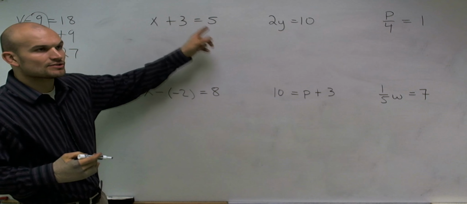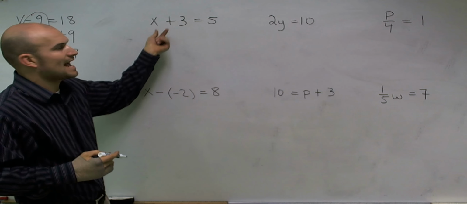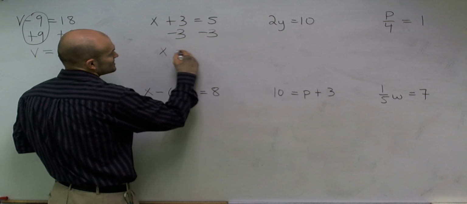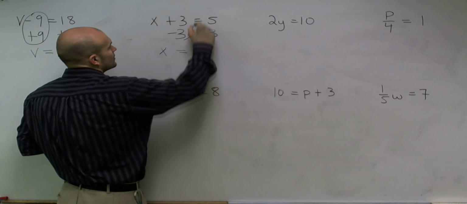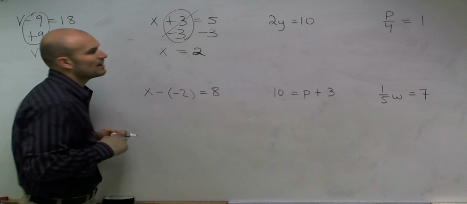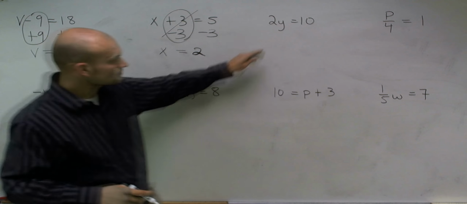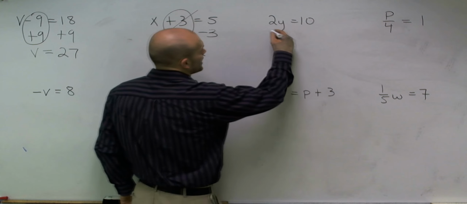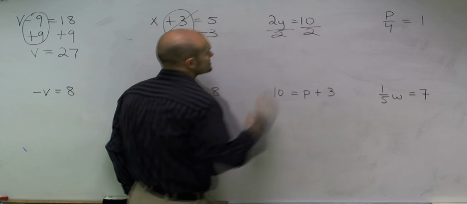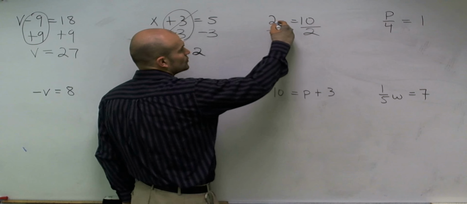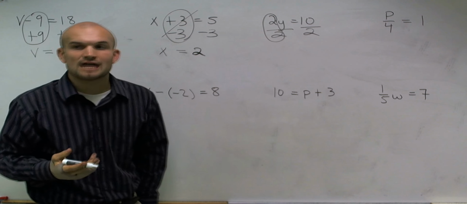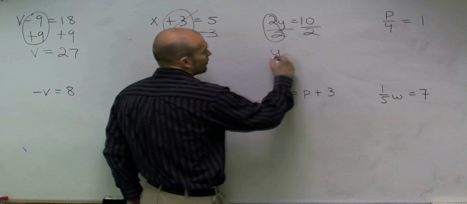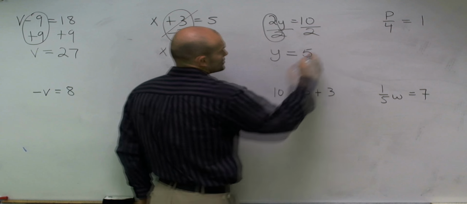Over here, I have x plus 3 equals 5. My variable is being added by 3, so to undo addition, I'm going to want to subtract the 3. Therefore, I have x equals positive 2. Remember, these two cancel out. Positive 3 minus 3 gives us 0. Here, my variable is being multiplied by 2, so to undo multiplication, I'm going to want to divide by 2 on both sides. Therefore, 2 divided by 2 cancels out, because it gives us 1. And 1 times y is going to give us y. So therefore, y equals 10 divided by 2, which equals 5.